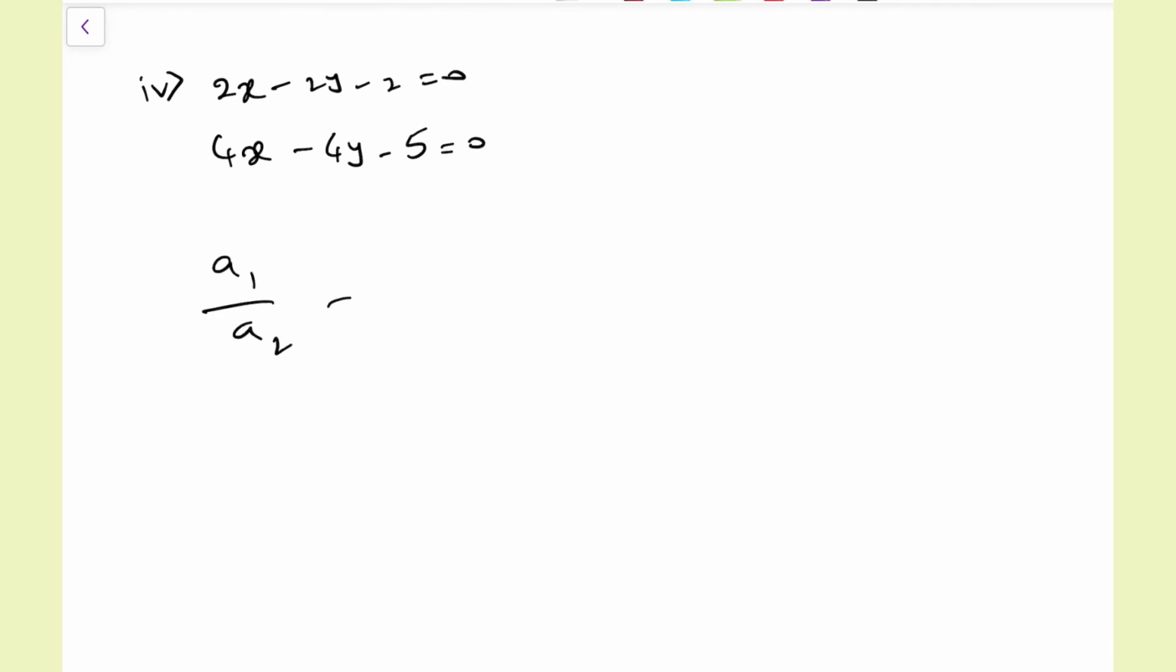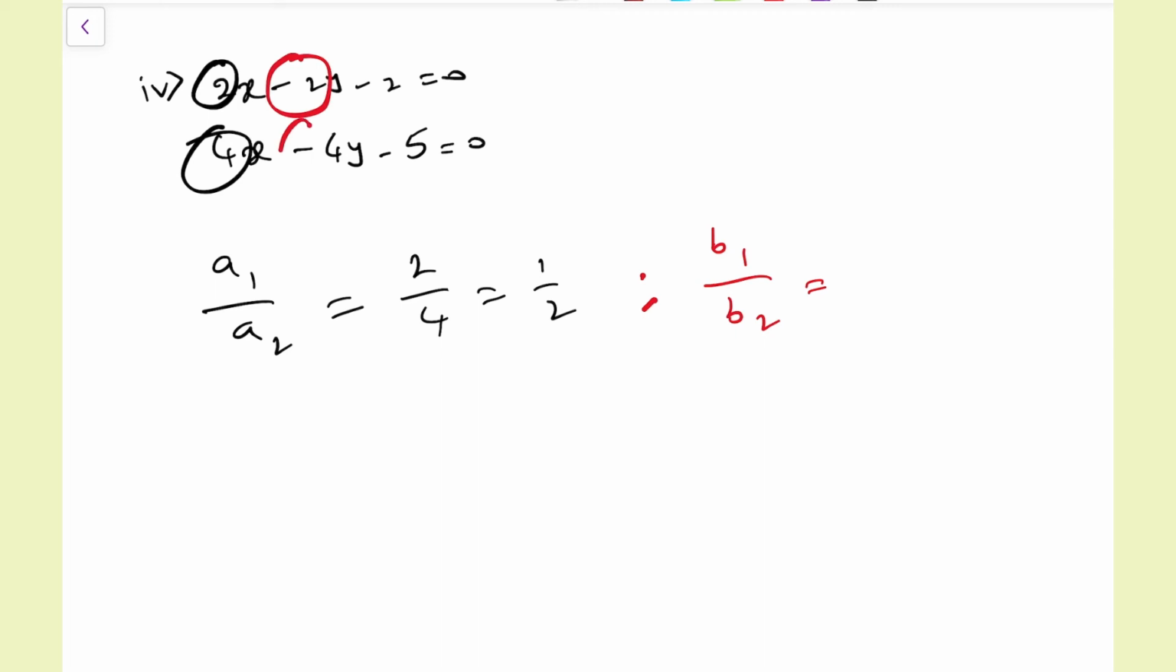A1 by A2 equals 2 by 4, which equals 1 by 2. Next, comparing B1 by B2. B1 by B2 equals minus 2 by minus 4. Minus 2 divided by minus 4. Minus minus cancel. 2 1s are 2, 2 2s are 4, so 1 by 2 again.